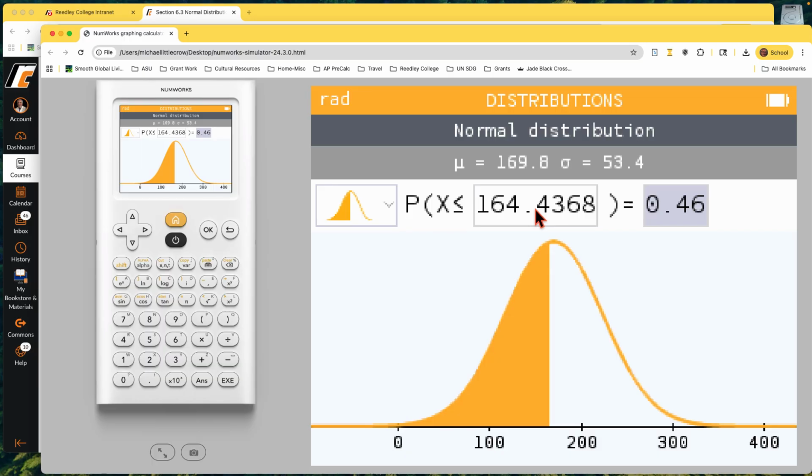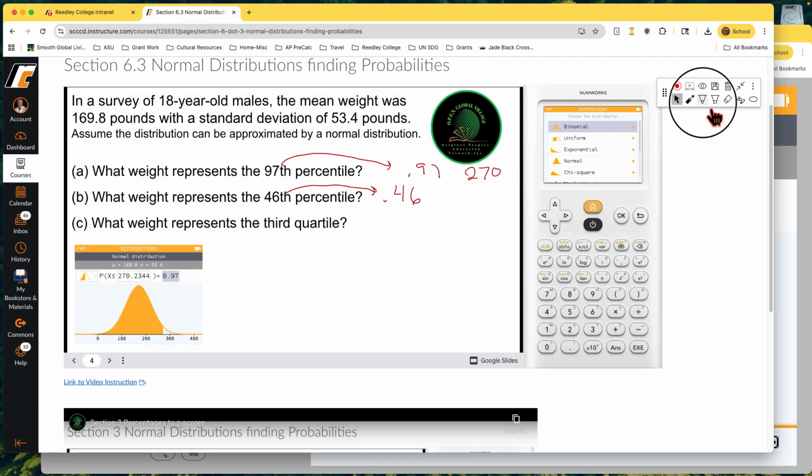And that's a little bit below the mean, right? Because the mean was 169 or something. So we're a little bit below the mean. But 46% weigh 164 or less. Okay, so we could put that in there.